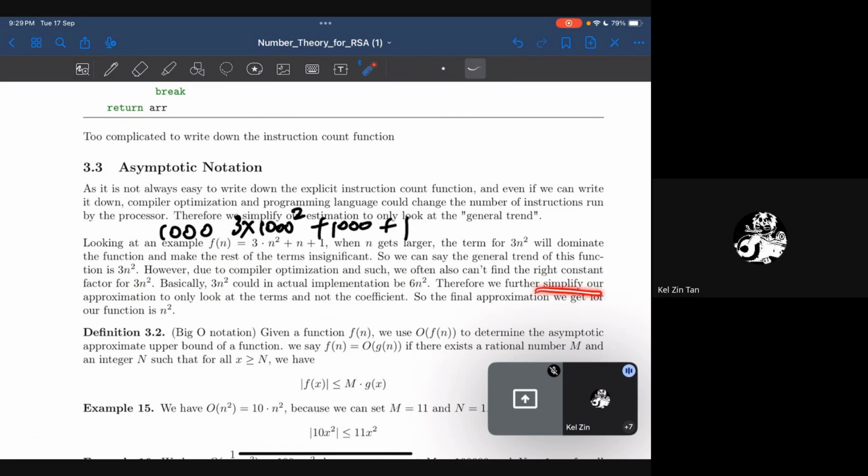Therefore, we further simplify our approximation to not look at the coefficient. So we only look at the terms. So what I can say is that the general trend of f(n) is only n squared, because I can't really decide the constant factor. The constant factor could be very large, could be very small. So I don't care so much. I just look at the term, so this term will be n squared. Okay, so far.